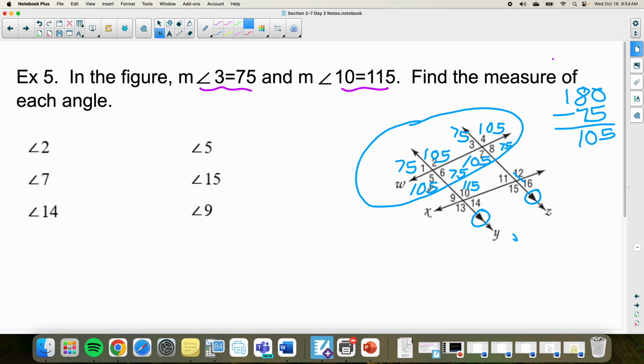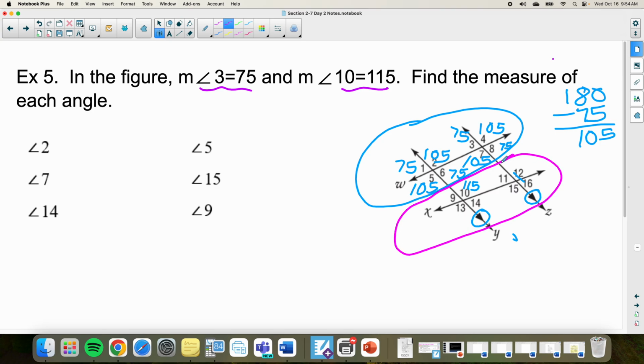Now, I get a question all the time when people are taking this quiz: how are 2 and 10 not the same? Because they're corresponding. The reason they're not the same is these two lines are not parallel. Just these two are. So now let's go over to this group of 8 angles, okay?